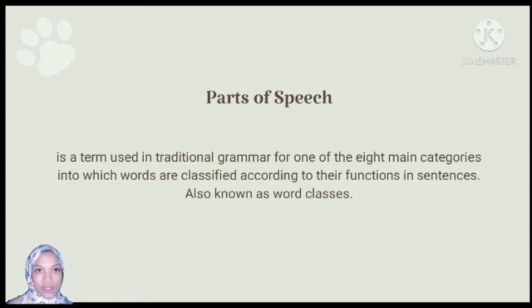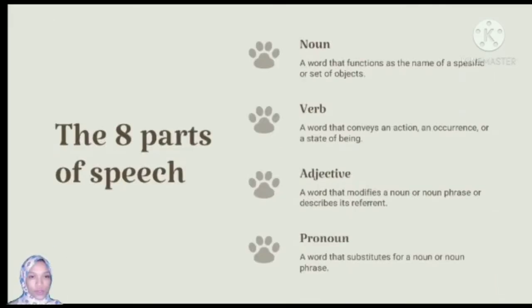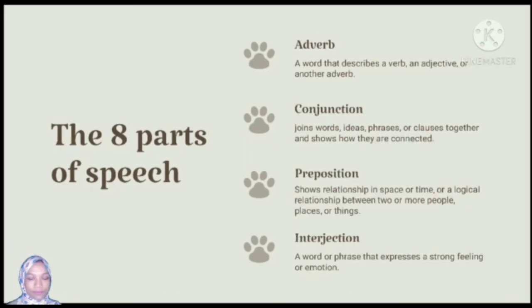Part of speech tells us how a word functions in a sentence. Part of speech is also known as word classes. These are the building blocks of grammar. As I told you before, there are 8 main categories, which are noun, verb, adjective, pronoun, adverb, conjunction, preposition, and interjections.